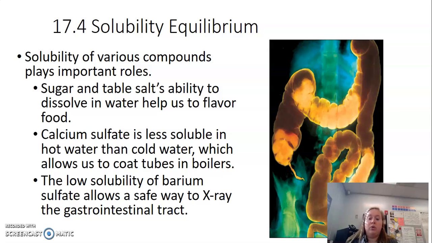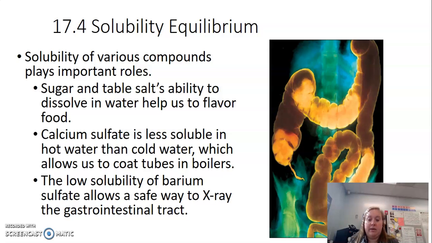So there are some real-world applications for solubility and solubility equilibrium. The first one is looking at sugar and salt and their ability to dissolve in water. That's all based on solubility and solubility equilibrium. The second one is a lot of times some old boilers in houses. They would use calcium sulfate, so it's less soluble in hot water than cold water, and so it allows it to be used to coat the tubes in boilers. So as the hot water is heating up, that calcium sulfate is not going to dissolve, it's not going to dissociate, and so it can be used as a good coating.